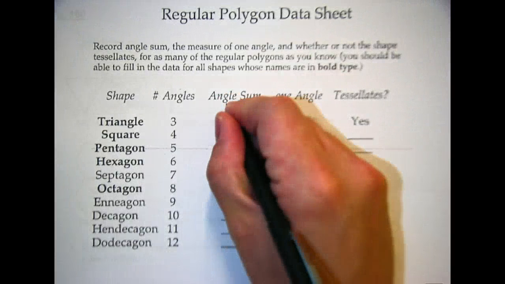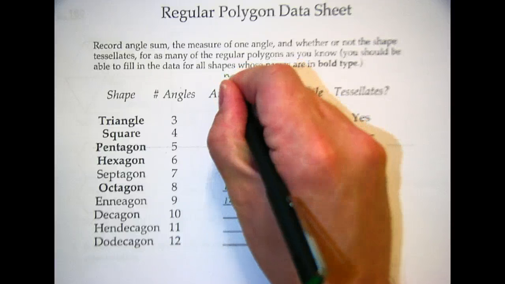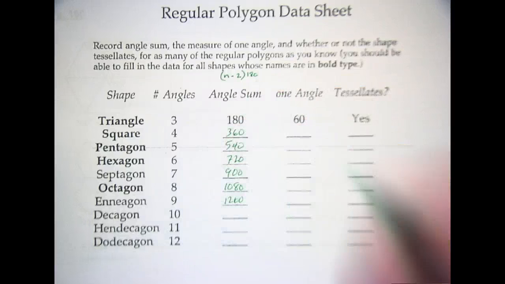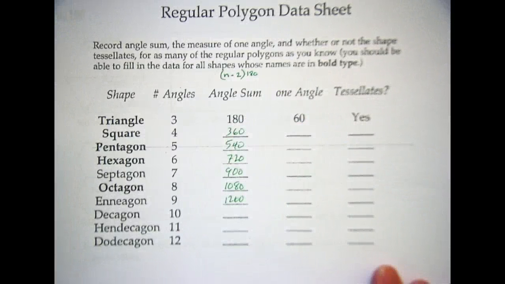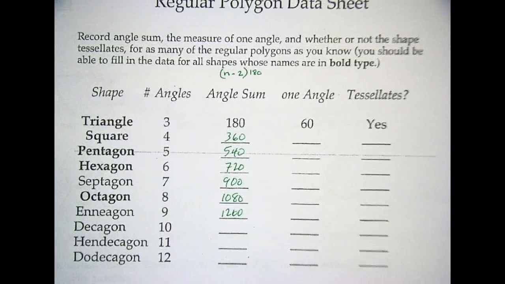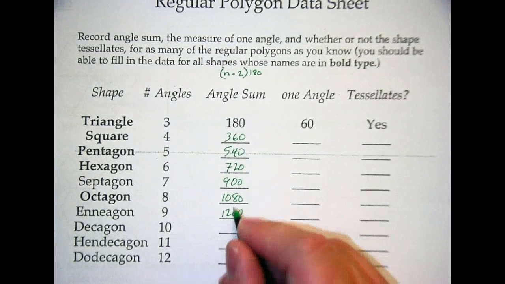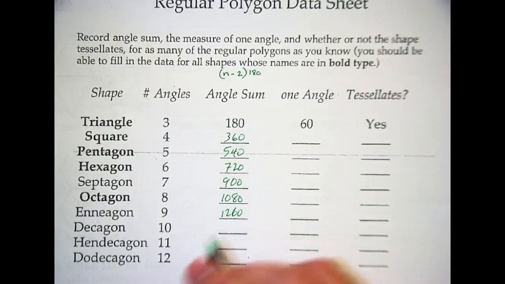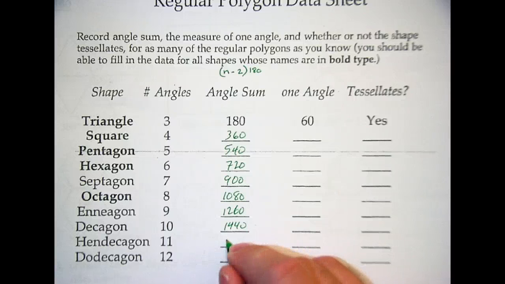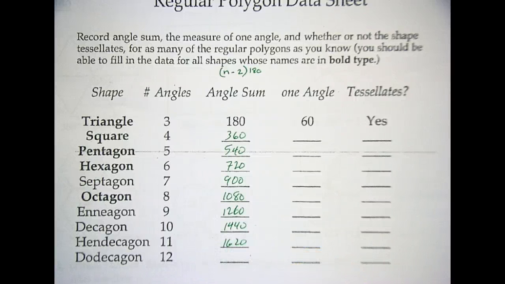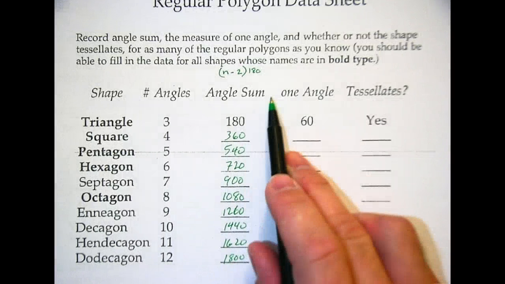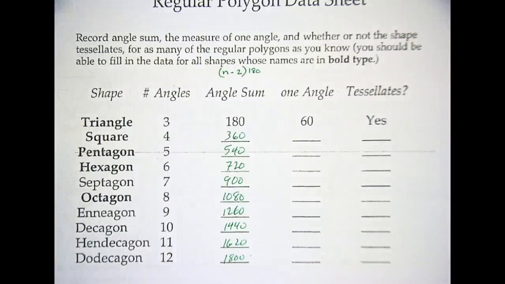Good. So remember, this is our n minus 2 times 180. That's how you find the sum of the interior angles of a polygon. In this case, they're regular, so that helps out. How about decagon? 1440. Hendecagon? 1620. And dodecagon? 1800.